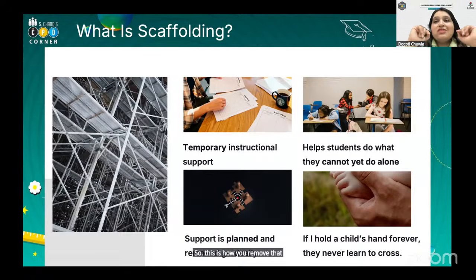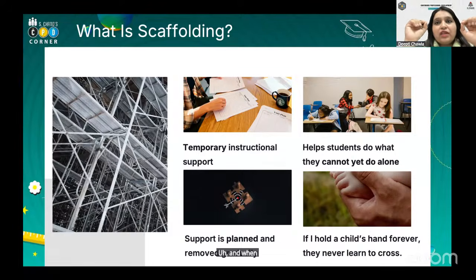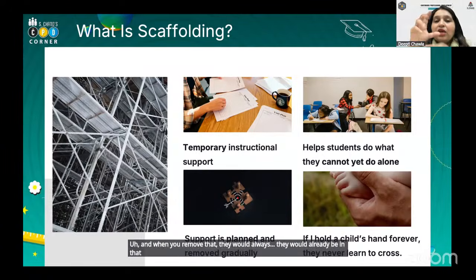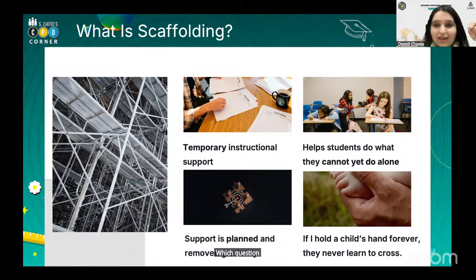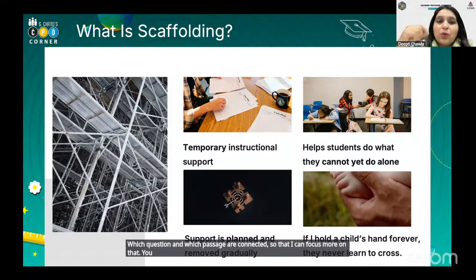But what is interesting is that when you provide that support, you also bring it to their notice that this is how you're providing them that support. That is very important. And when you remove that, they would already be in that familiar space. Okay, every question is based on a particular passage, so first I need to identify which question and which passage are connected so that I can focus more on that. These are certain ways that you can remove a scaffolding.